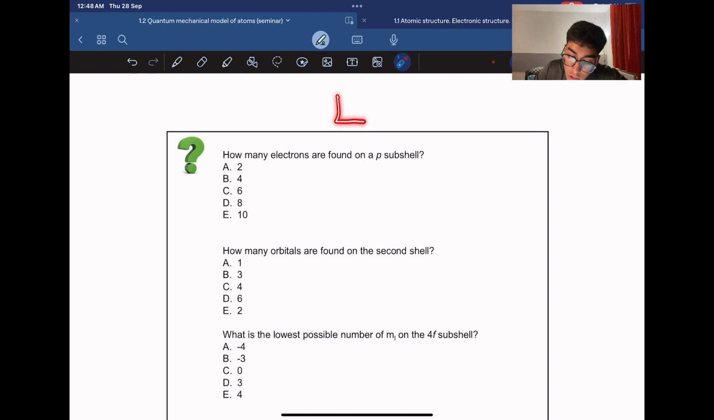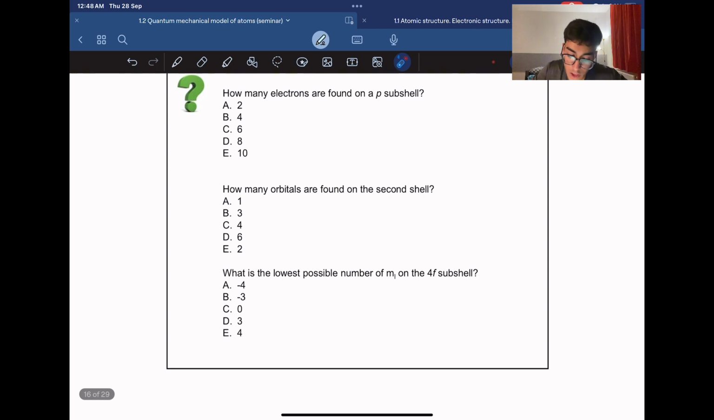And ML determines how many boxes there are in the orbital diagrams. So how many electrons are found on a p subshell? I'm going to draw the p subshell. I know there are 3 values of ML, so I'm going to draw 3 boxes. And then I'm going to start filling. 1, 2, 3, 4, 5, 6. 6 electrons. Boom!